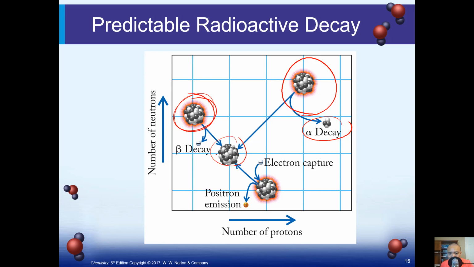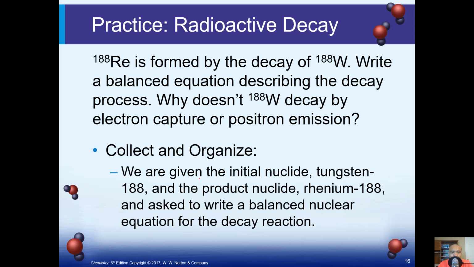For the radionuclides that are neutron-poor and lie below the band of stability, which is indicated by this circled isotope over here, they tend to convert protons to neutrons by either capturing one electron or positron emission. Let's look at one example. Radium-188 is formed by the decay of tungsten-188. Write the balanced equation describing the decay process.